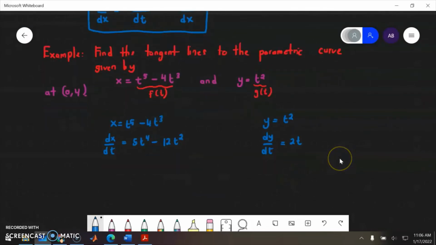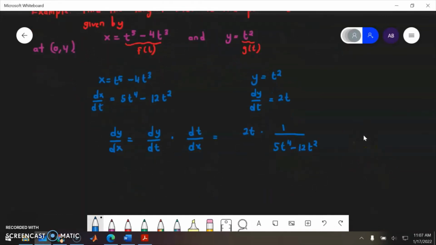Okay, now taking the derivative, what do we have? dy/dx equals dy/dt multiplied by dt/dx. So you have to swap dx/dt to 1 over 5t to the power 4. Okay, so I have 2t multiplied by 1 over 5t to the power 4 minus 12t squared, which gives me dy/dx equals 2t over 5t to the power 4 minus 12t squared.